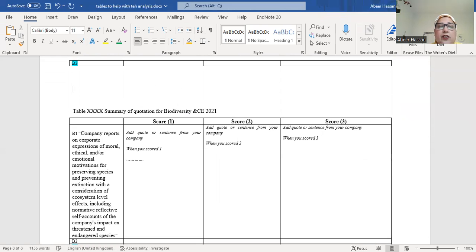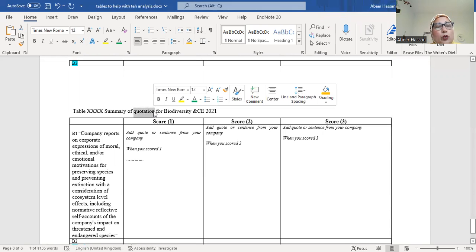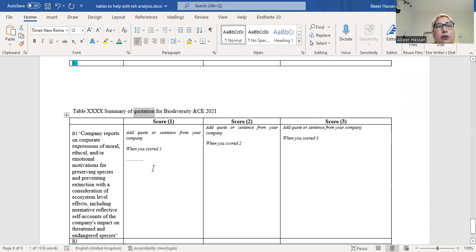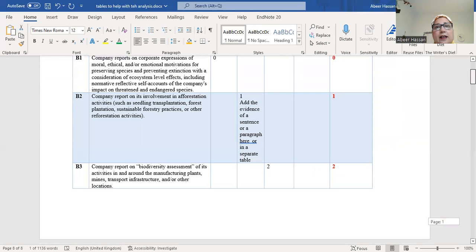So for quotes, again, I'm repeating myself, I call them quotes, or researchers call them quotes. This is basically the evidence that you find in the company website or the company corporate social responsibility report. Say, okay, I found a sentence here. I will score based on this sentence 1 or 2 or 3. You take a copy of this sentence and put it in this table. Okay. I hope I explained it clearly now.